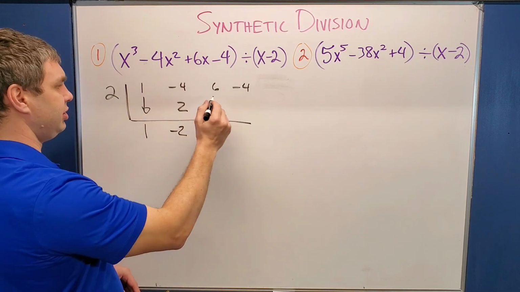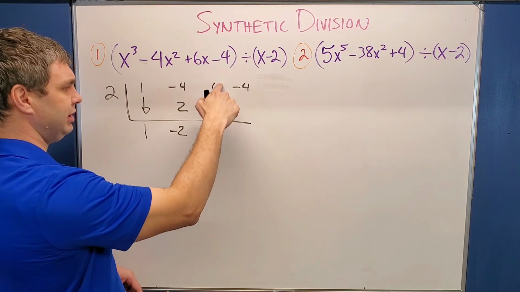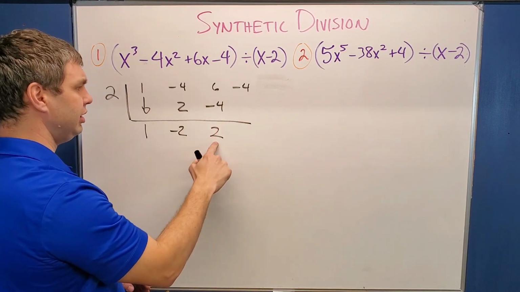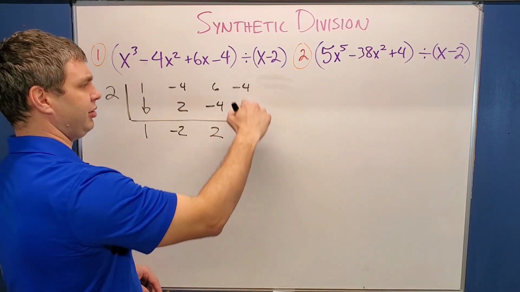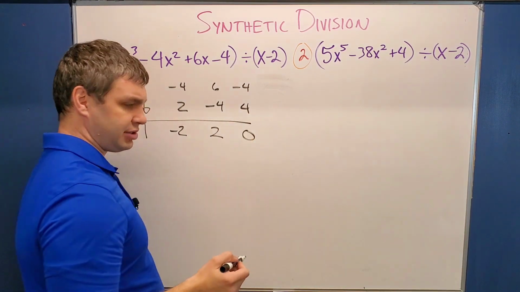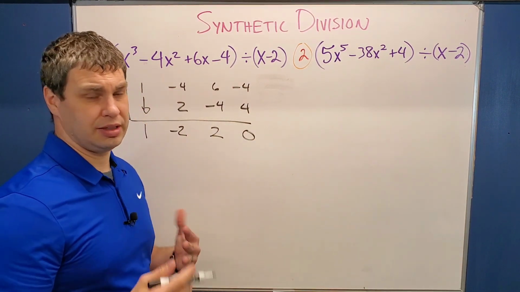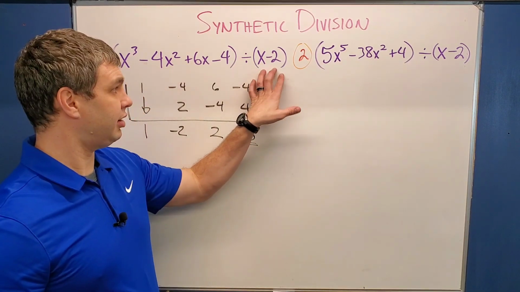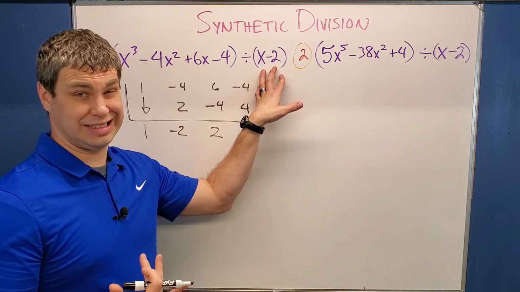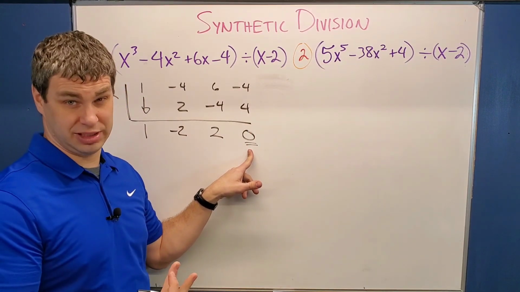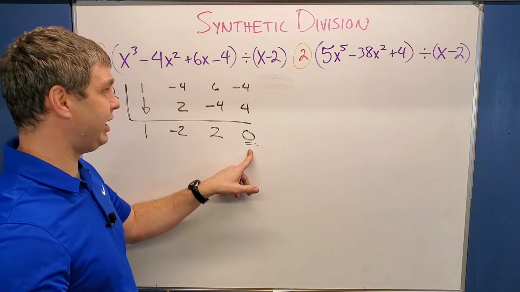Negative 2 times 2 is a negative 4. 6 minus 4, or 6 plus a negative 4, if you want to think of it that way, is a 2. 2 times 2 is 4. And then the last one, negative 4 plus 4 is 0. So this tells us a few things. First off, this last number is going to tell us whether or not what we're dividing by is a factor. Because this is 0, this is going to be a factor. All right, I'll show you why here in just a second.